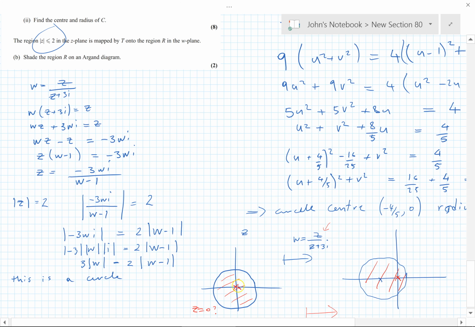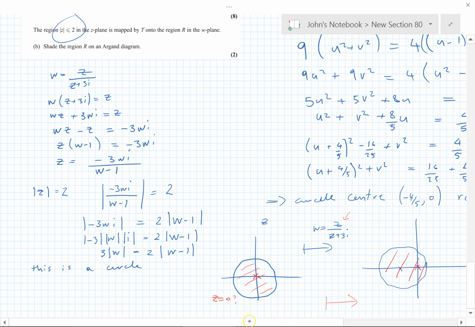But had my test point come outside, then I'd be siding with the outside of the circle. Pick any simple point that we can, the simplest being z equals 0, as your test point on the locus or the region you're considering, and map it, so it's inside the circle there. So then that's it, that's done.